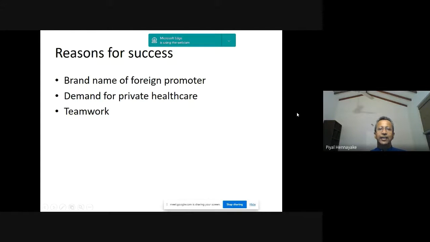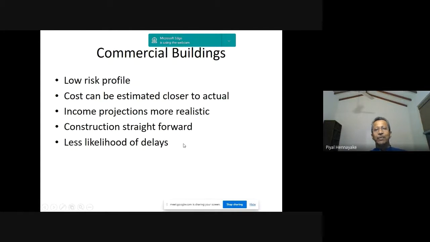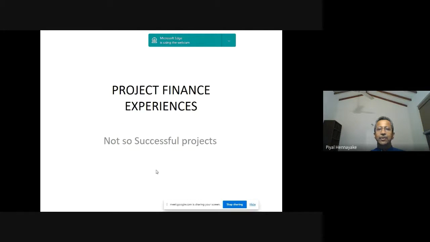Compared to hydropower, hospitals and commercial buildings have a low risk profile. Because cost can be estimated closer to actual, income projections are more realistic, construction is straightforward, and there is less likelihood of delays. Still, there can be delays if the contractor is having problems, but there is less likelihood of delays. So those are some of the successful projects. I will share some not so successful projects as well.